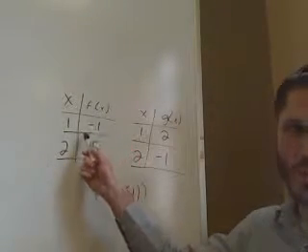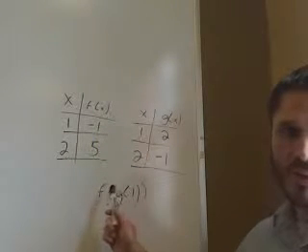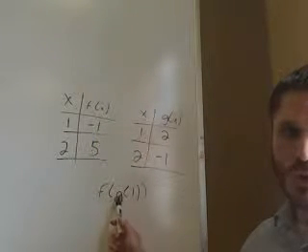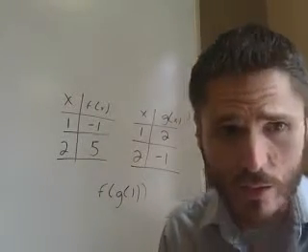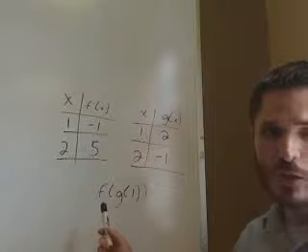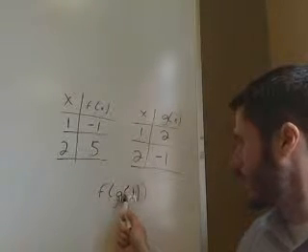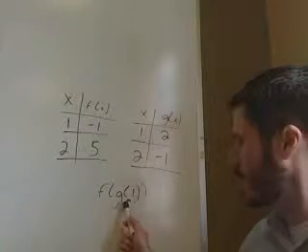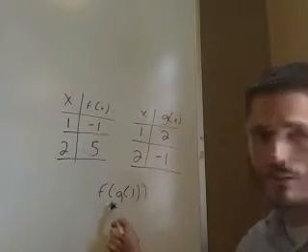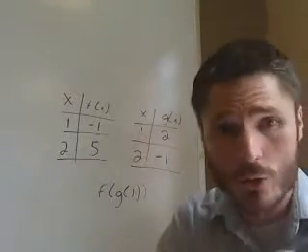We got an f of x table and we have a g of x table. And let's say we want to find f of g of 1. So what does it mean to compose functions again? Like, what does it mean when we see this notation? Well, it means that we take the output of g when the input is 1, and then we plug that output into f and get the output of f. So it's kind of like a function within another function.